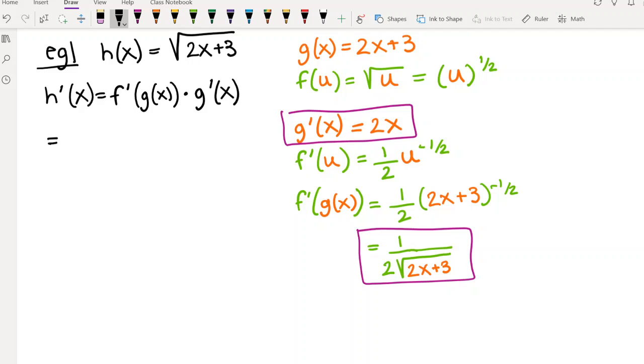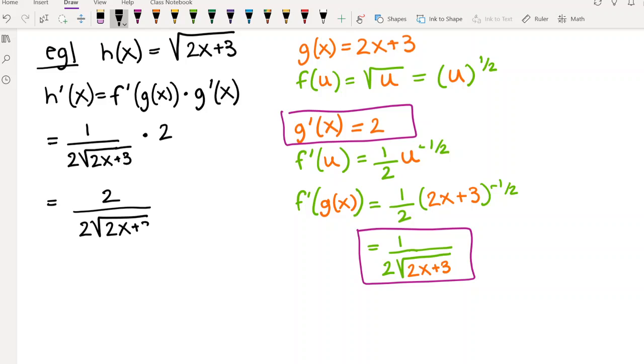In this case, that is 1 over 2 times the square root of 2x plus 3, times the derivative of the inside function, which was, sorry, I don't know why I wrote 2x. That should have been 2. My bad. Times 2. Now we can simplify this and we get 2 over 2 times the square root of 2x plus 3, and that can be written as 1 over the square root of 2x plus 3.